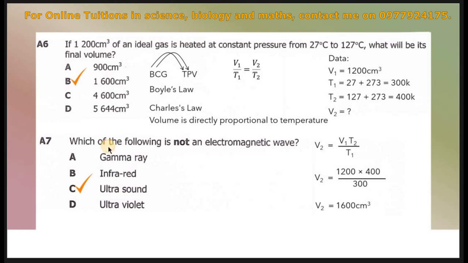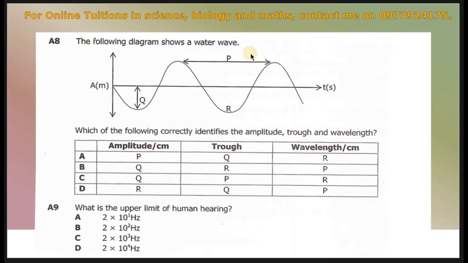Now next we move to question 8. The following diagram shows a water wave. Which of the following correctly identifies the amplitude, trough, and wavelength? The wavelength is the distance from one crest to the next crest. The trough is the lowest point a wave can go from its neutral position or equilibrium. Amplitude is the maximum displacement from the neutral point to the trough, or rather the crest. So this is the amplitude, this is wavelength, this is the trough.